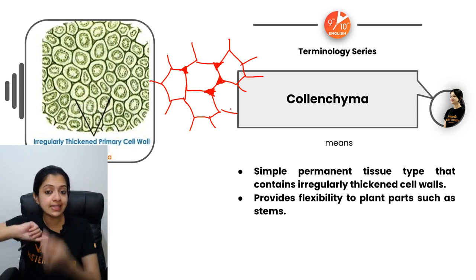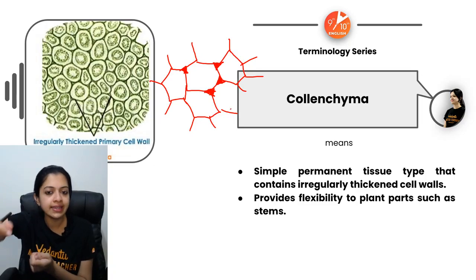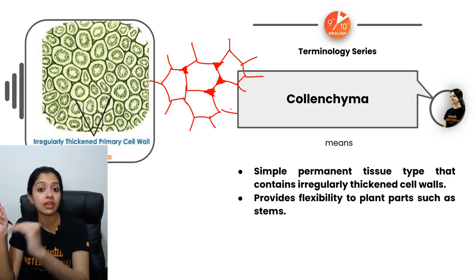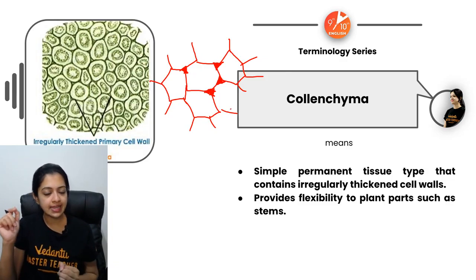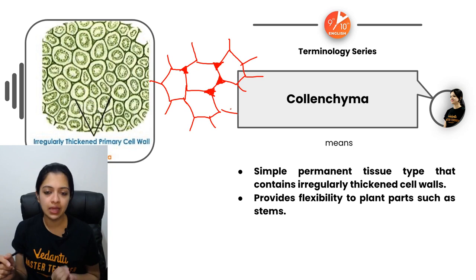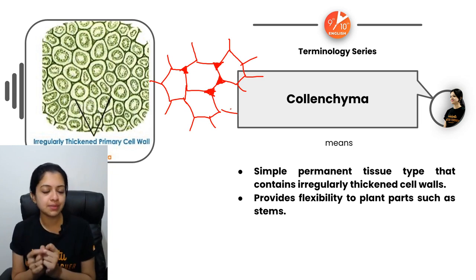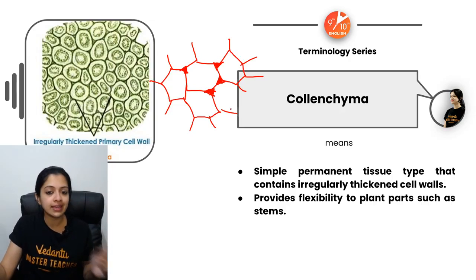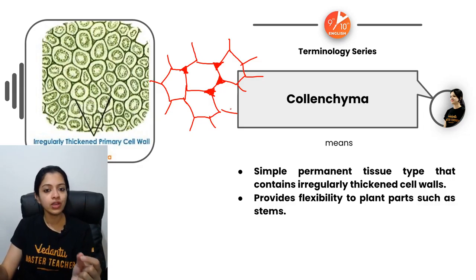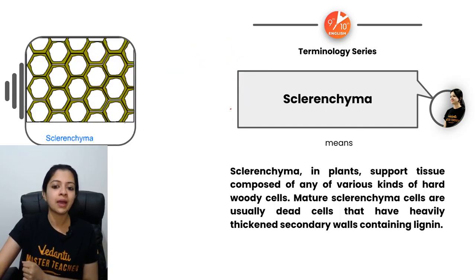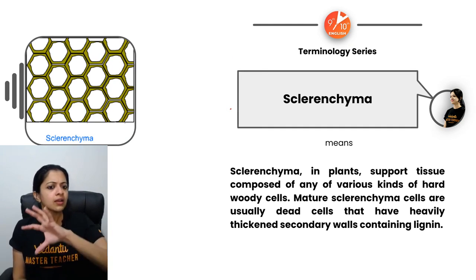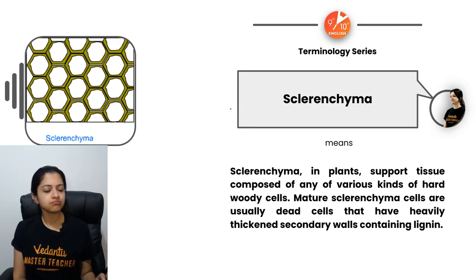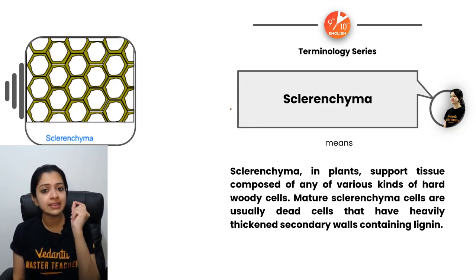The stem of a plant, the green stem of a plant, if you just tried bending it gently, up to a certain extent, it can bend without breaking. That sort of flexibility can be attributed to the presence of Collenchyma. Right, children? So it provides flexibility to plant parts. But at the same time, it's not so flexible that it can tear off or anything. It does provide a certain extent of mechanical support as well. So that's what Collenchyma does. Then comes Sclerenchyma, wherein the cell walls are completely thickened. Very, very, very thick cell walls, as you can see here. Right? So mature Sclerenchyma cells, we can say, are usually dead cells which have heavily thickened cell walls.